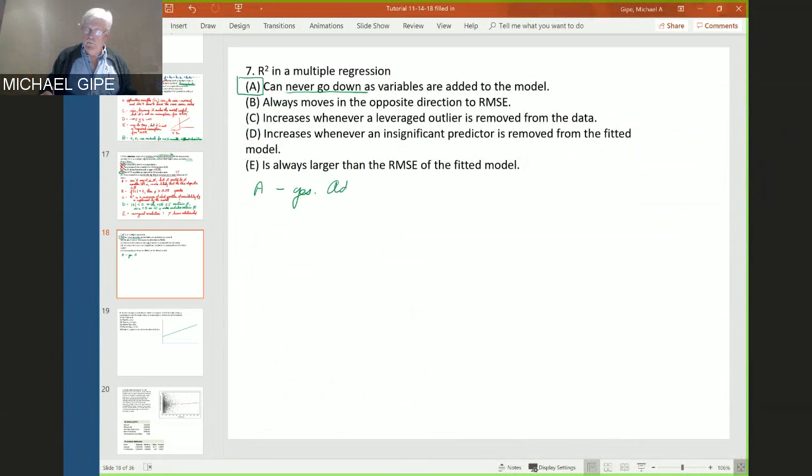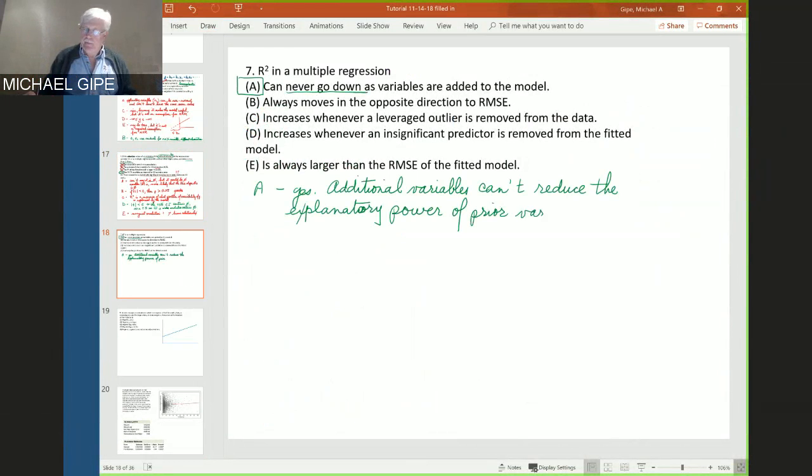Additional variables can't reduce the explanatory power of the previous variables. Therefore, R squared can only go up.